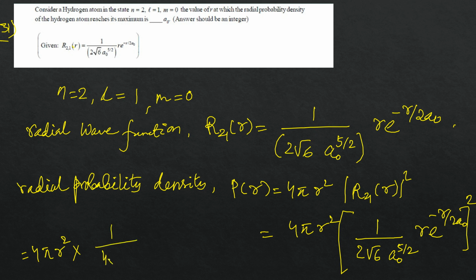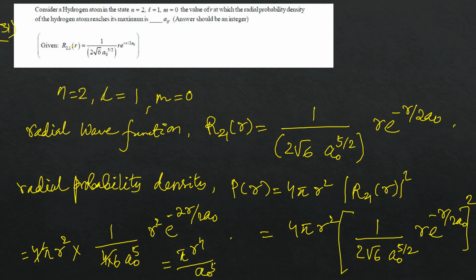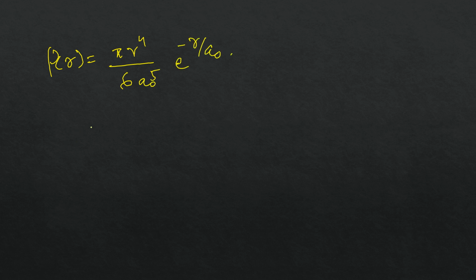So it becomes 4 pi r squared, 1 by 4 into 6 into 8, a naught to the power 5, r squared, e to the power minus 2r by 2 a naught. Alright. So 4 and 4 are cancelled out. What is left? P(r) is equal to pi r to the fourth by 6 a naught to the power 5, e to the minus r by a naught. So what is the question?